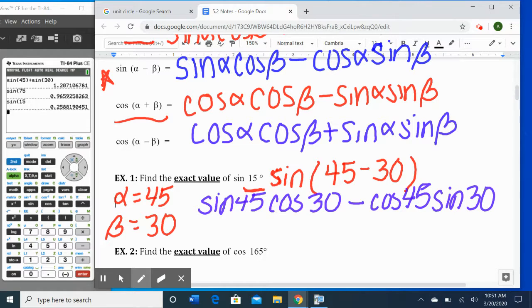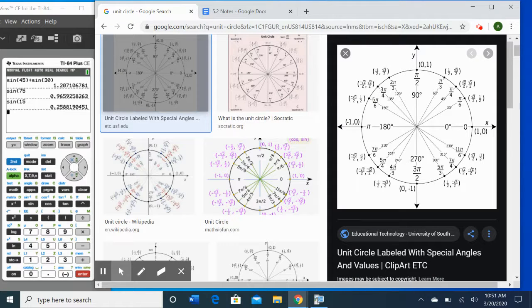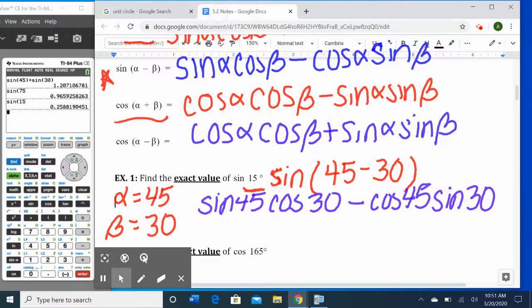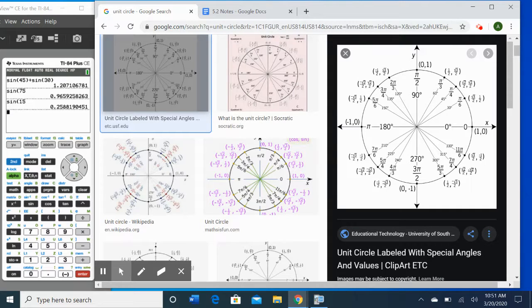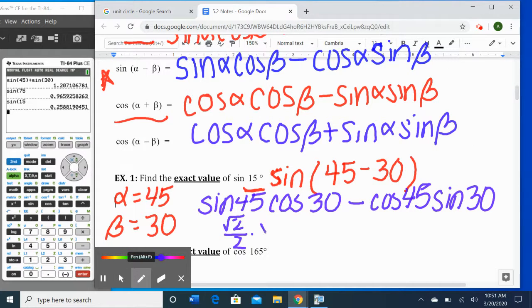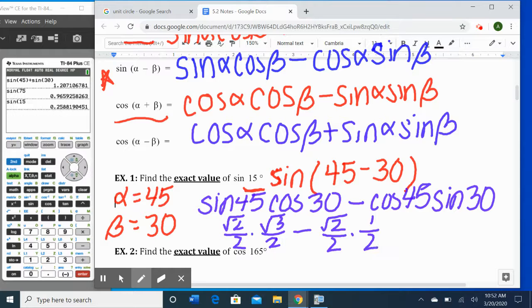And I'm going to use my unit circle to find exact values. So if I do 45, the sine is the y coordinate, the cosine is the x coordinate. So the sine of 45 is root 2 over 2. And the cosine of 30, the x value for 30, is root 3 over 2. Minus the cosine of 45, which is root 2 over 2, times the sine of 30, which is 1/2.